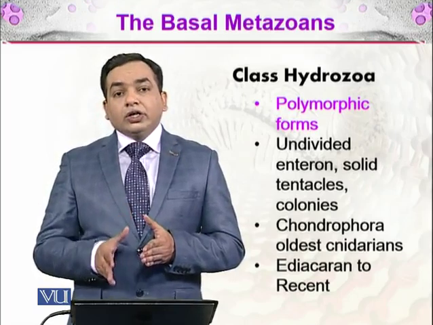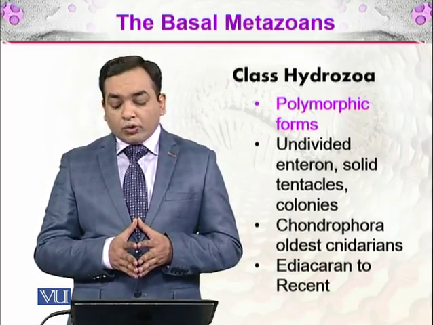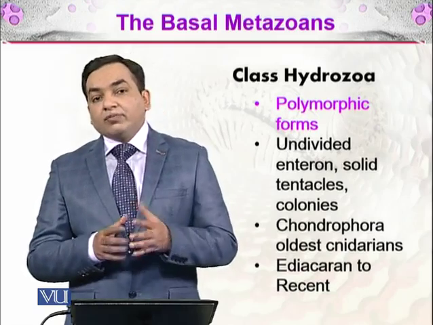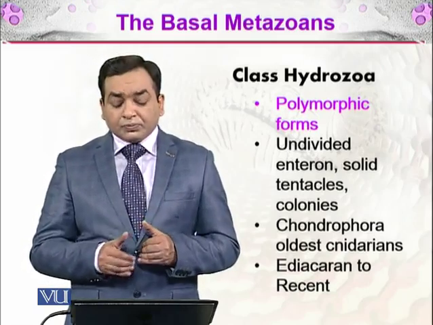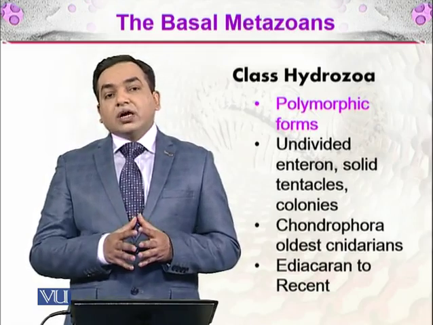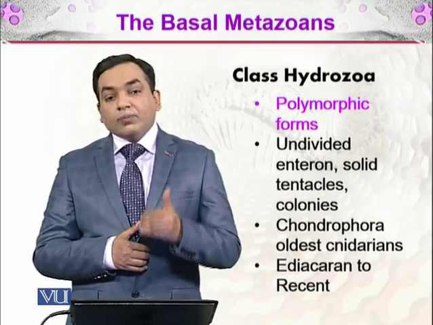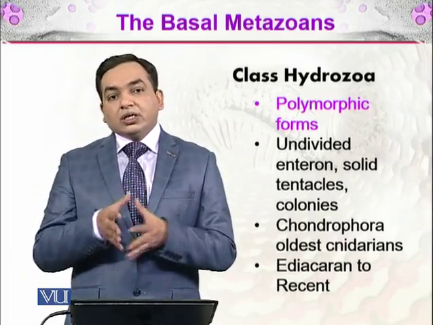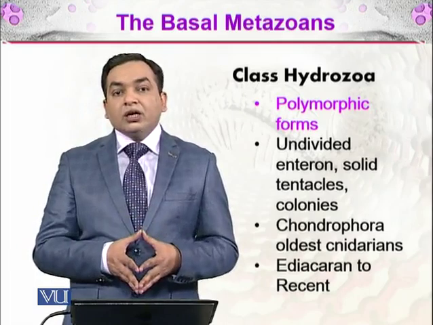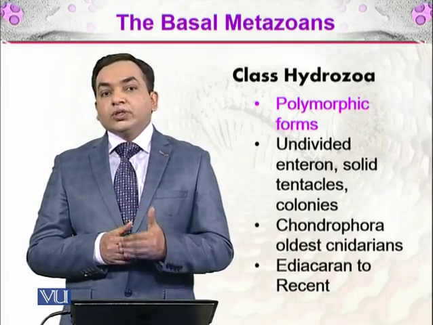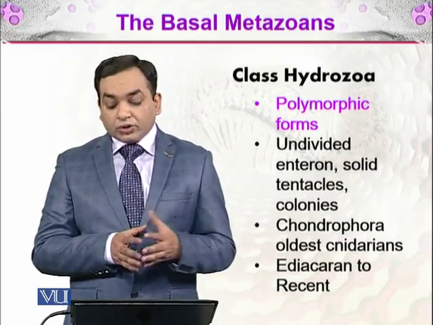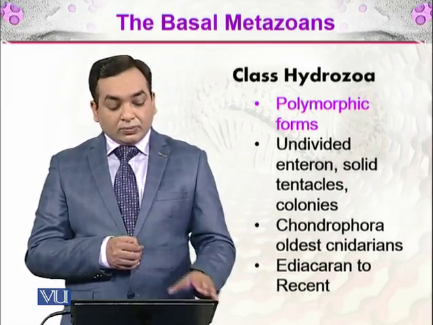The individuals which are the Chondrophora, these are the oldest cnidarians, and they have been seen in the fossil record. And this class Hydrozoa has been found from the Ediacaran to recent times, right? So you can see these organisms even today, but the individuals related to the class Hydrozoa have been found in the layers of the Ediacaran era.